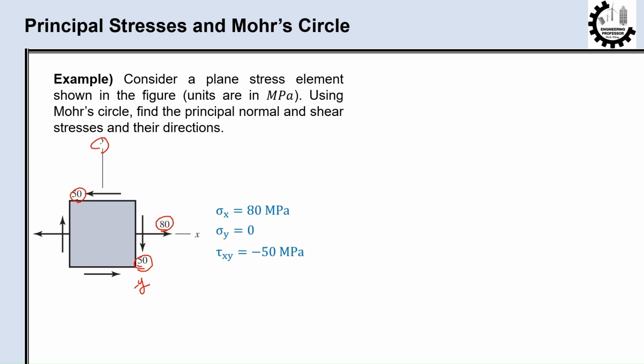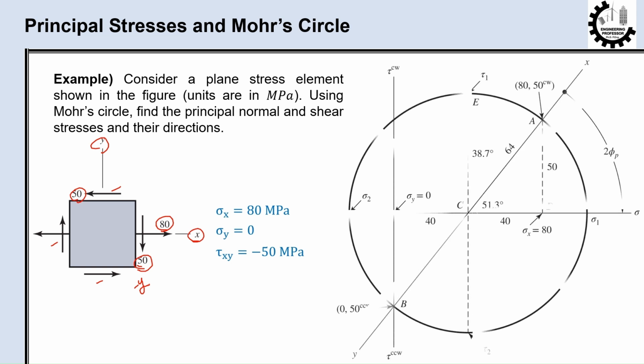You can also make the same argument for the other shear stress components acting on the other three faces of the element. Clearly, all are minus 50. To start drawing the Mohr's circle, we draw the sigma and tau axes first. Then, from the x face, we locate sigma x equals plus 80 along the sigma axis.